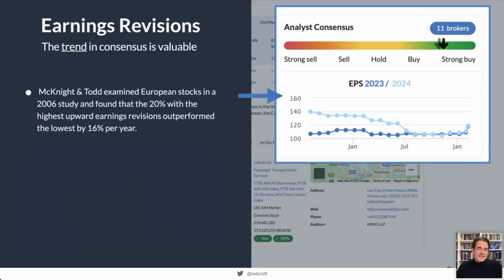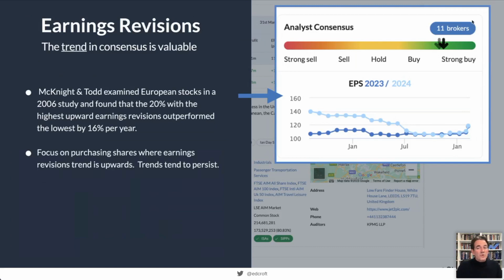It's very valuable, and there's been tons of academic research on this. There was a study on European stocks that found that the 20% with the highest upward revisions outperformed the lowest revisions by like 16% a year. So I always look at this chart, and I try never to buy shares that have declining earnings forecasts.